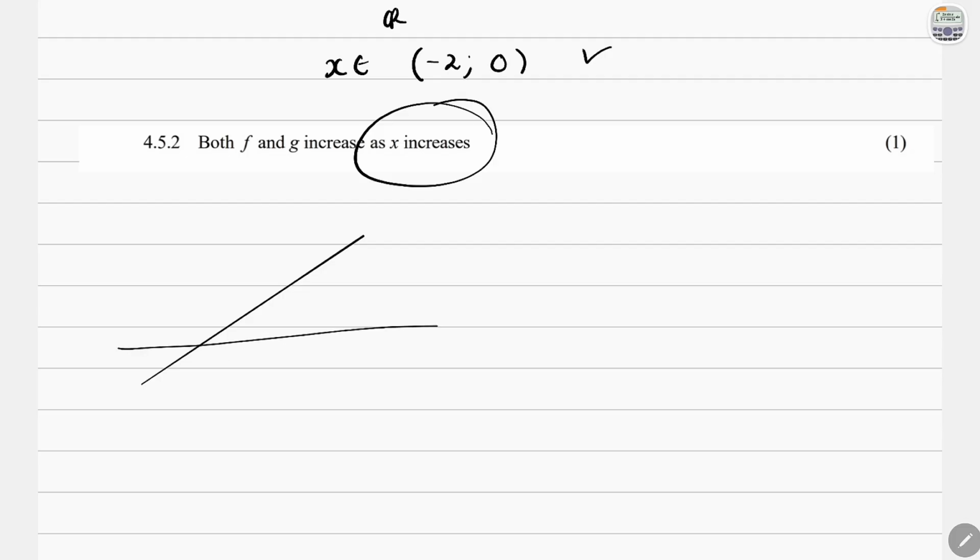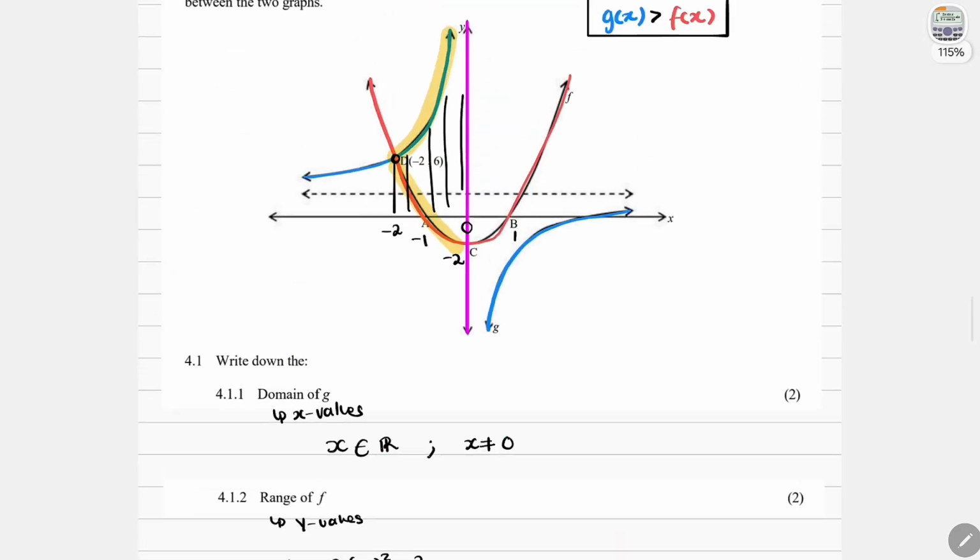So when they say as x increases, they're just saying you're looking at it from left to right, because the numbers from left to right increase. For example, you have something like -3, -2, -1, 0, 1, 2. We're increasing, okay? So that's what they mean. The graphs of F and G must both be increasing as x increases. Okay, let's just see where that happens. And of course, they need to work for the same x values.